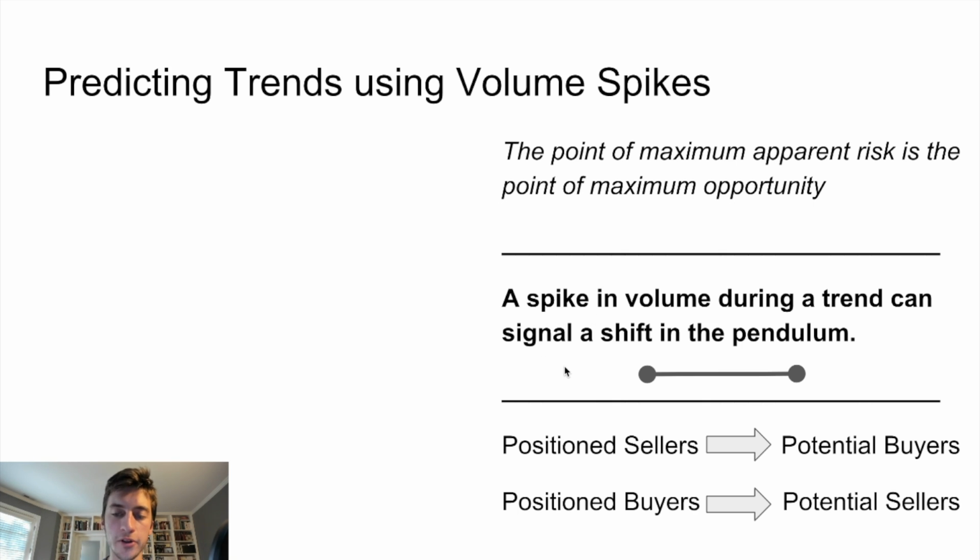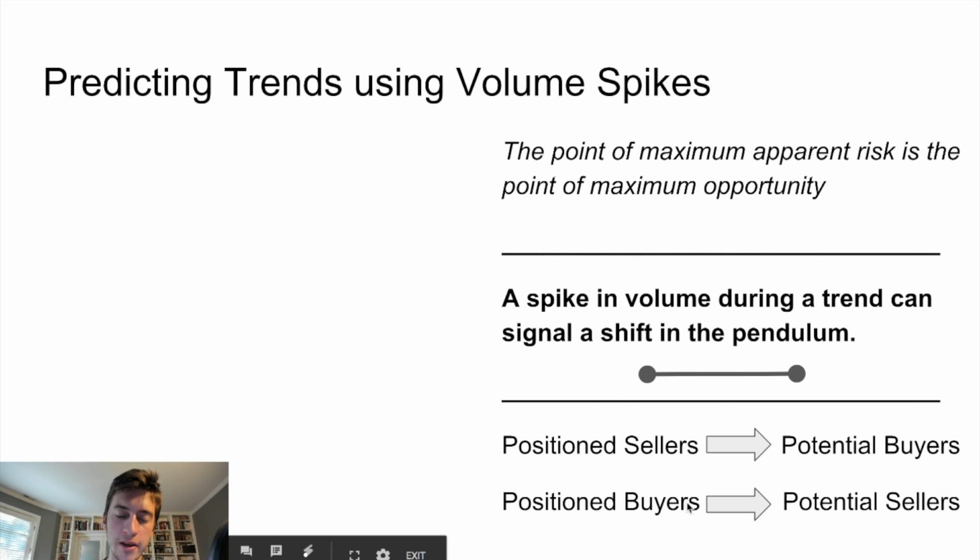A spike in volume during a trend can signal a shift in the pendulum from here to here. So what this does is position sellers, so shorts, longs who just sold out, or longs who got stopped out, they all become potential buyers, as retail traders who have gotten stopped out of longs or have gone short all have this buying ability now, as price is beginning to go higher, and they're itching to FOMO right into the trend and cause it to go even higher.